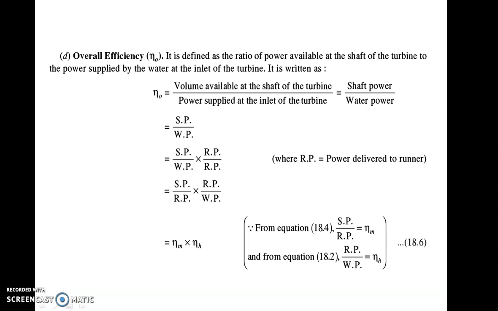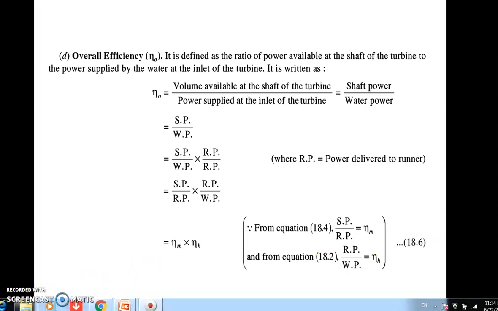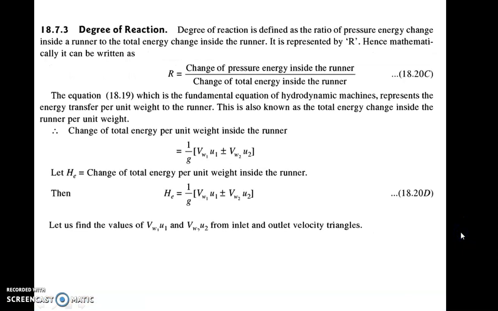We have seen overall efficiency, it is the ratio of shaft power to the water power, output upon input. Output is shaft power, input is water power. So if you multiply by runner power and divide by runner power to this shaft power upon water power, you will get shaft power upon runner power as a mechanical efficiency and runner power upon water power as a hydraulic efficiency. So overall efficiency is nothing but the multiplication of mechanical efficiency and hydraulic efficiency, that we have covered in impulse turbine also.